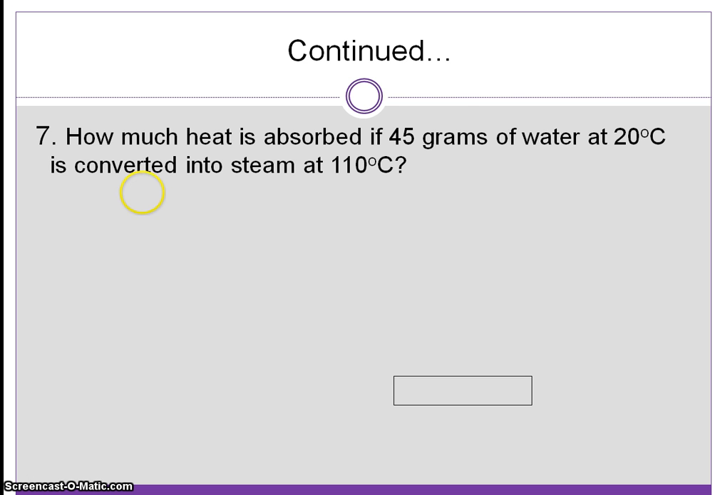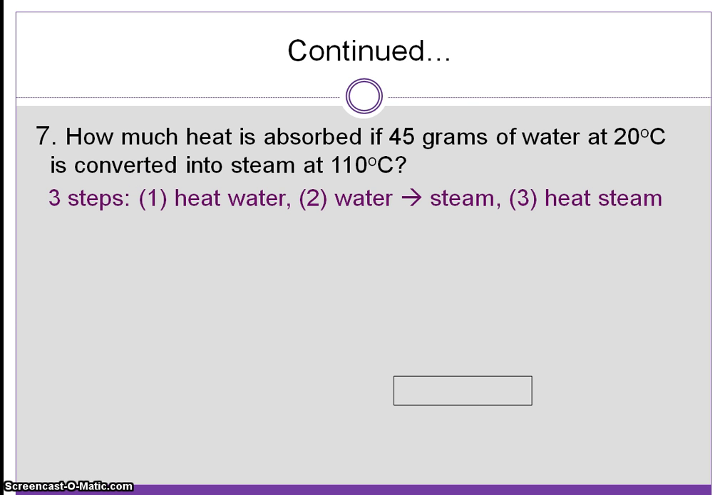So we have three different steps here. First, we have to heat the water from 20 up to 100. Once it's at 100, we can actually boil it. And then once we've boiled it, we have to heat that gas up to 110. So every time you turn a corner on that graph, you have to do a new calculation. For steps 1 and 3, we're just heating one state of matter, so we can use the Q equals MCAT equation. For step 2, it's a phase change, so that's going to be Q equals M times H.